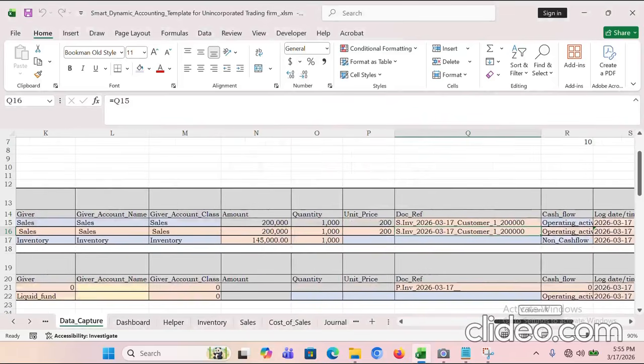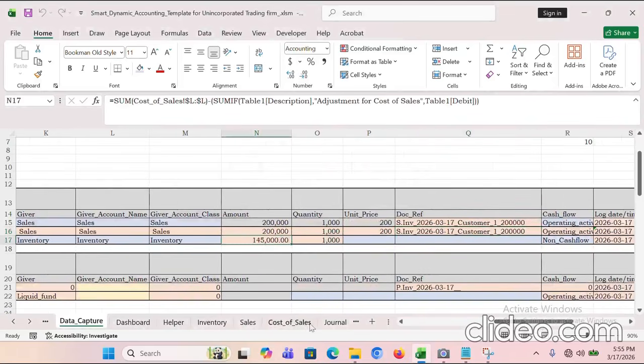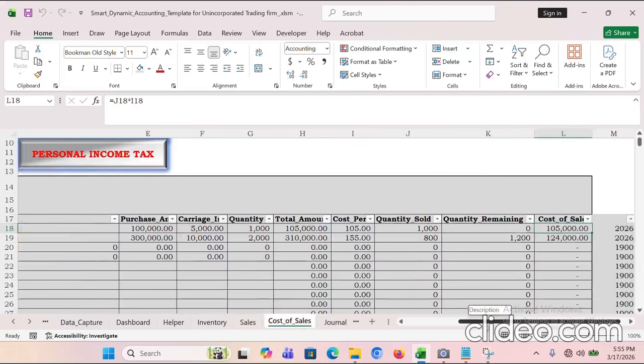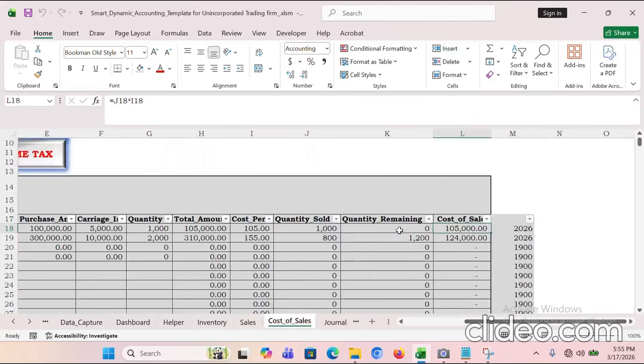So the next thing will now be to post the cost of sales. Let's go to the cost of sales sheet to see how it was computed, to see the logic behind it. Remember, the last time we initially sold 800 units for the first batch, meaning that 200 units were yet to be sold as at that time.